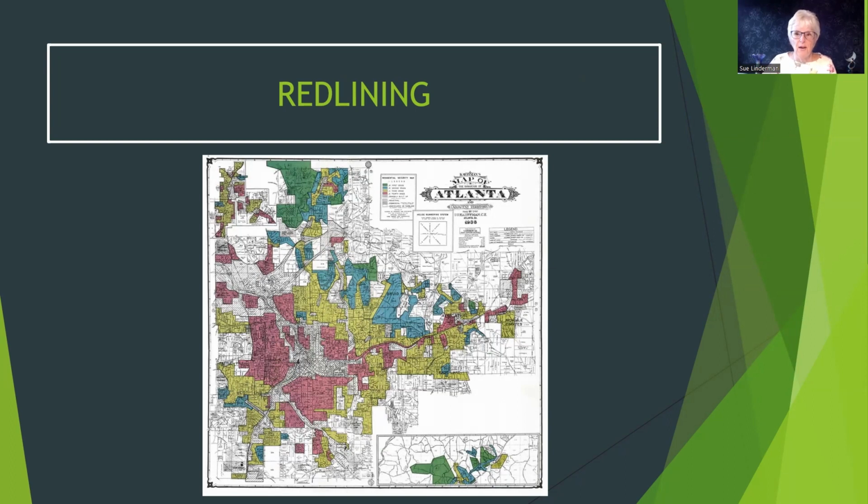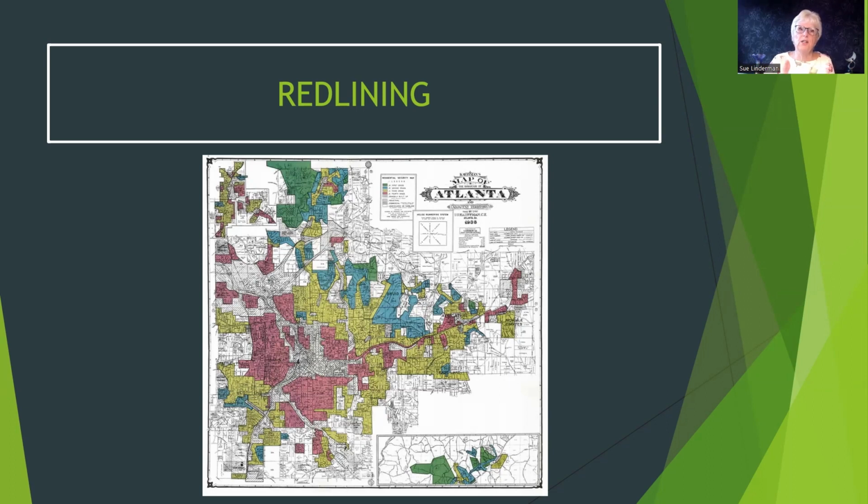And it's interesting that there is a website called Mapping Inequality that has taken 150 of these cities and today has mapped poverty levels, and the overlap between today's poverty levels in these cities and the residential security maps of the 1930s is strikingly similar. And so that legacy has continued unabated.